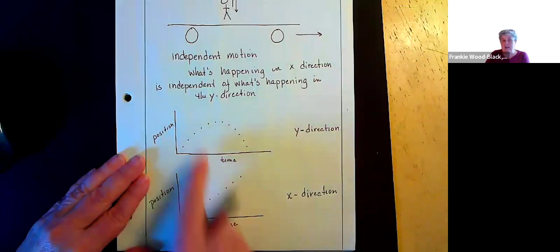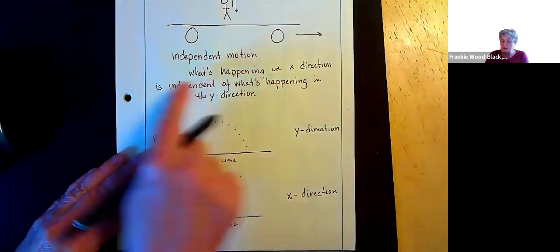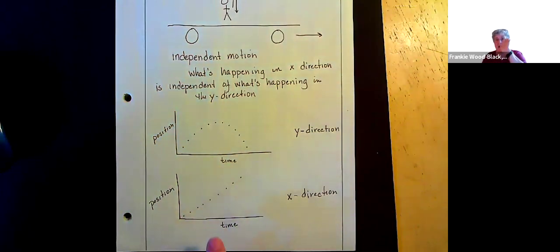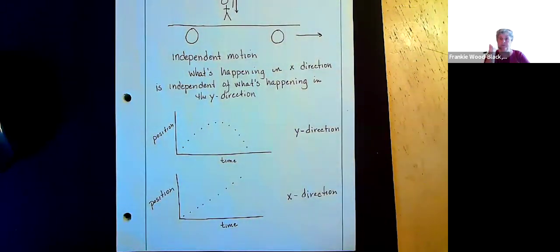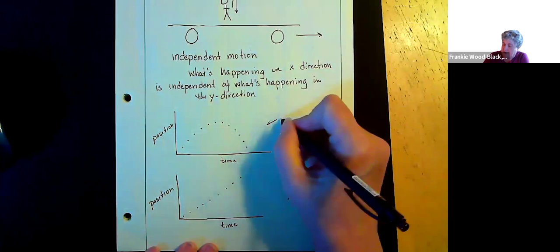So we actually saw two different behaviors in the X direction and the Y direction, and they were independent of what was going on. Now, in this case, when we think about the guy tossing the ball, he's throwing the ball up and he's tossing it. This one had an acceleration.